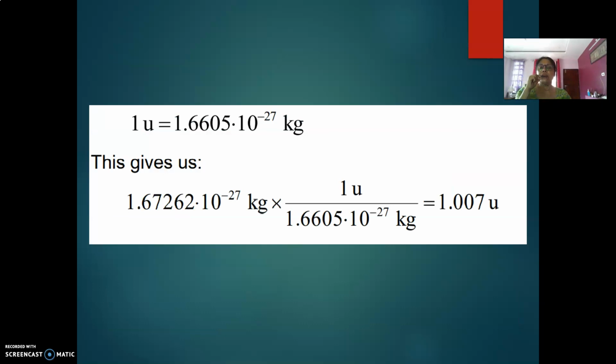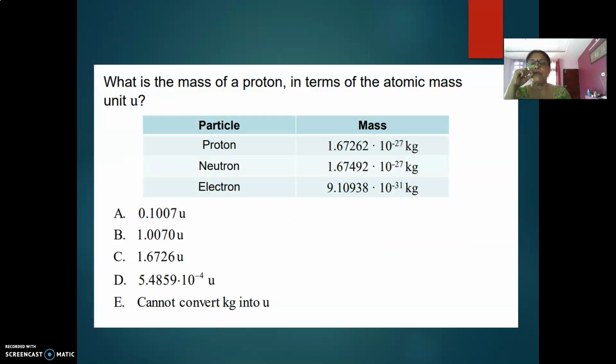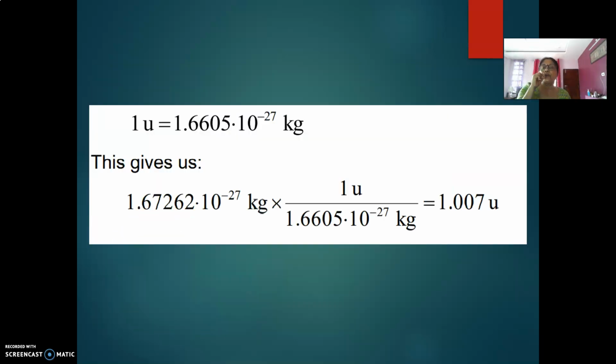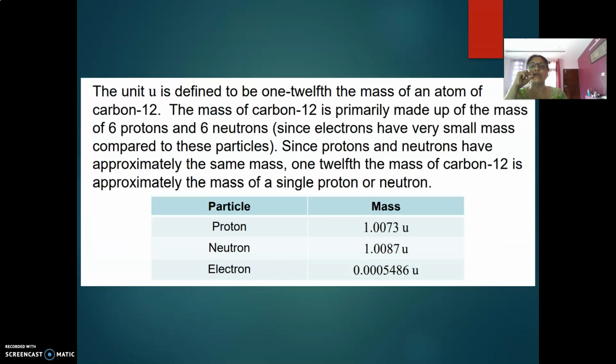B. Okay. Was it B? Yes. So one atomic mass unit, the answer of the previous question, is equal to 1.6605 times 10 to the power minus 27 kg. So this amount of kg is equal to 1 atomic mass unit, and ultimately you just convert from kg to atomic mass unit.